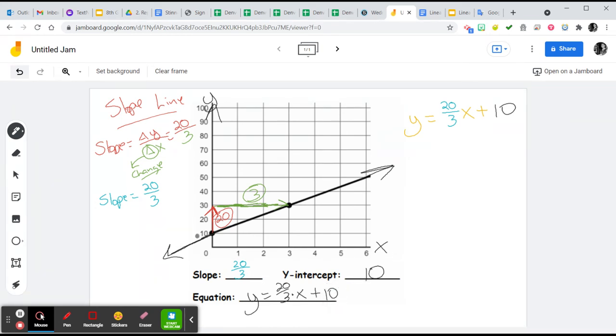And we can see how all that fits together. We found our slope first. The first thing we did there was find our change in y, how much we went up or down. Then we found out how much we went to the side for our change in x. And then we found our y-intercept, which was here at 10. And then we put it all together into our equation, okay? So this is my slope. That's my slope. And then this is my y-intercept.